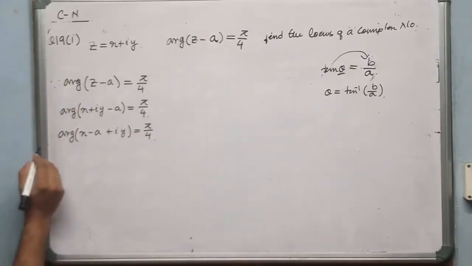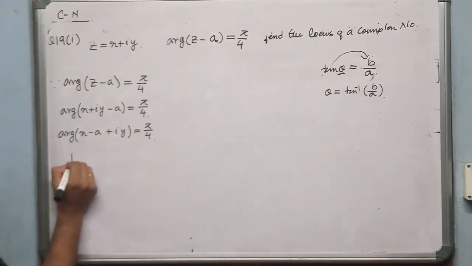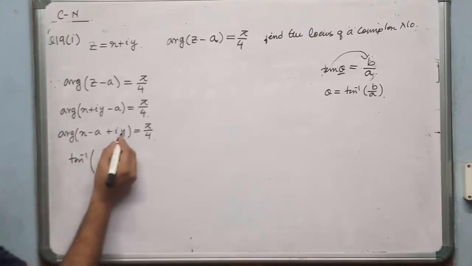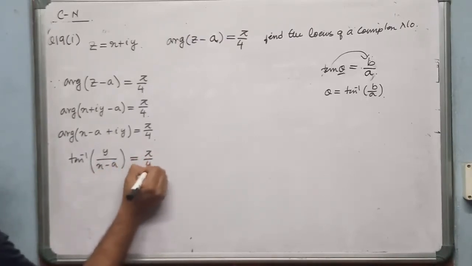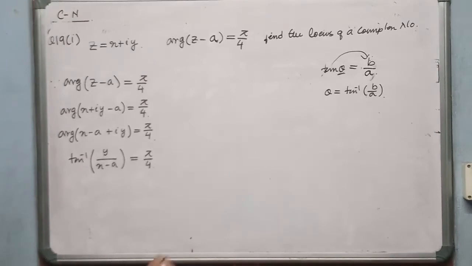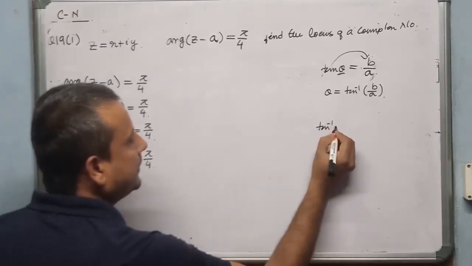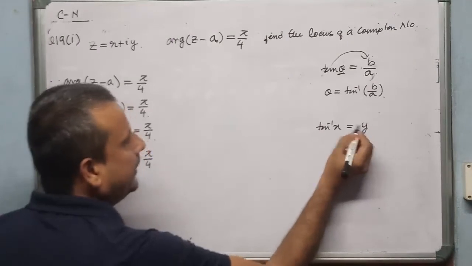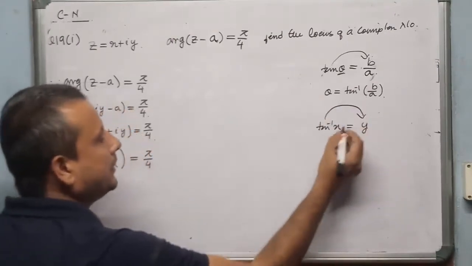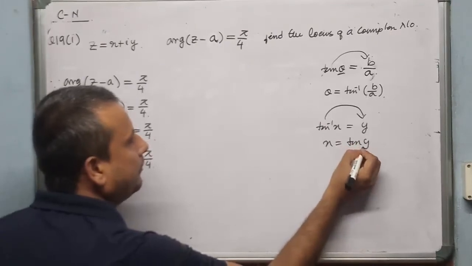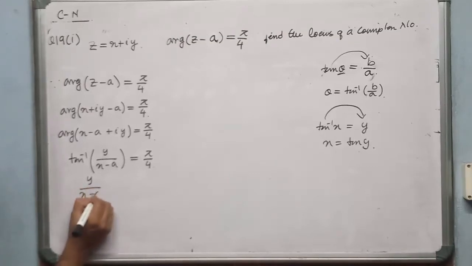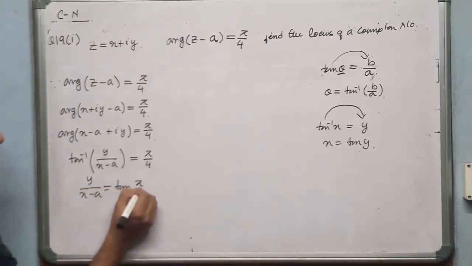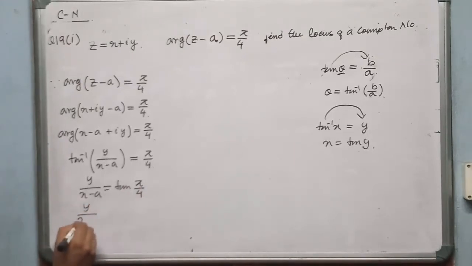The argument means tan inverse of b, the imaginary part, over the real part. Y over x minus a equals pi by 4. Whenever you bring tan inverse from one side to another side, if it is tan inverse x equals y, it will be x equals tan y. So I'll apply the same thing: y over x minus a is equal to tan pi by 4, and y over x minus a is equal to tan 45 degrees, which is 1.